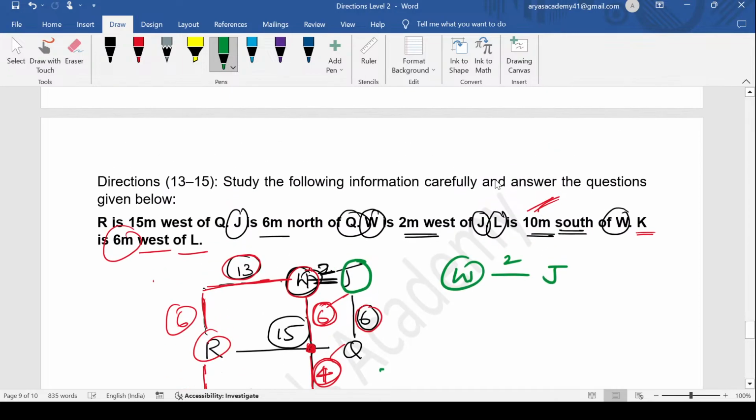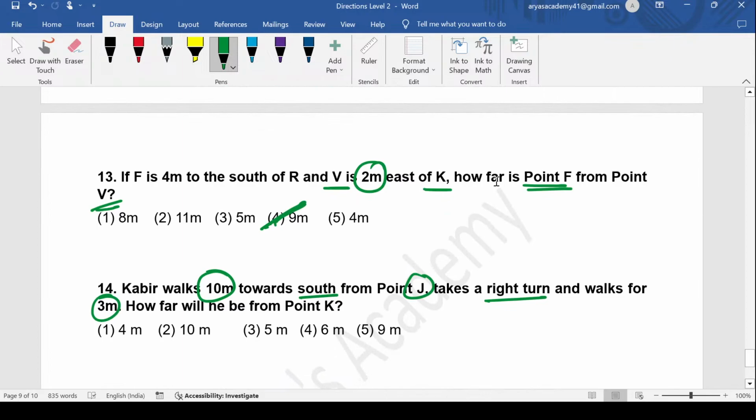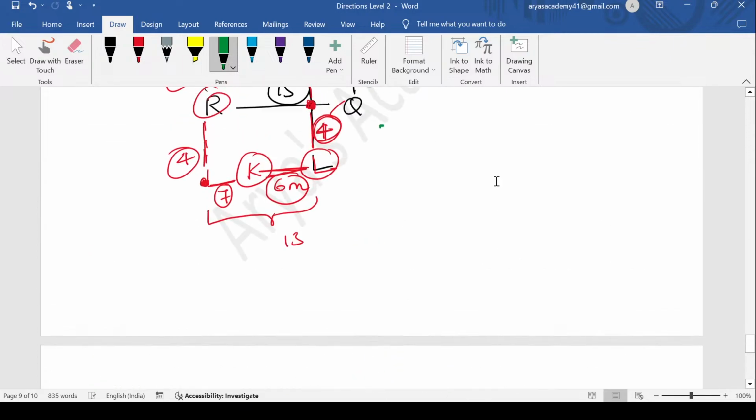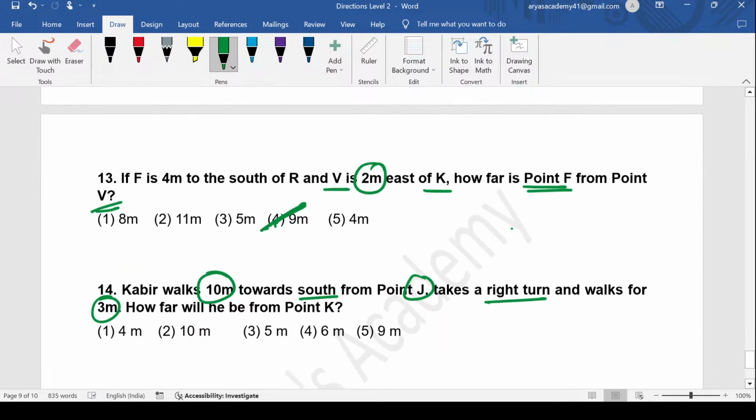Now what? We have to go for 10 meters, that too towards south, and then take a right turn and then walk for 3. See, from J I have to go down. How much? 10 meters. As I am moving this way, if I want to move right, then I have to turn this side. I will move right and I will travel for 3. Okay, so this is the diagram and let's see what they are asking.